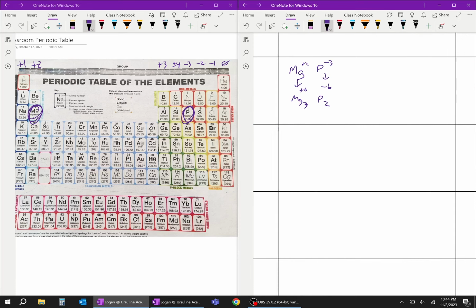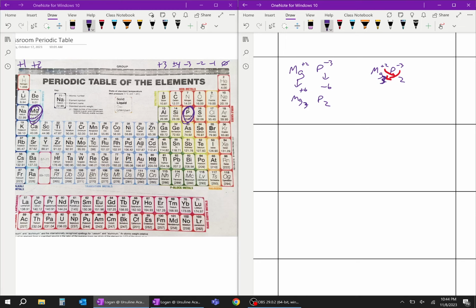And then the last way I can show you is called the crisscross method. You start by writing out your substances with their charges, and then you simply crisscross the numbers so that the negative charge becomes the number of cations you need, and the positive charge becomes the number of anions that you need. 3 magnesiums and 2 phosphoruses.